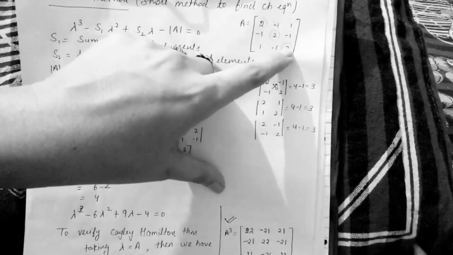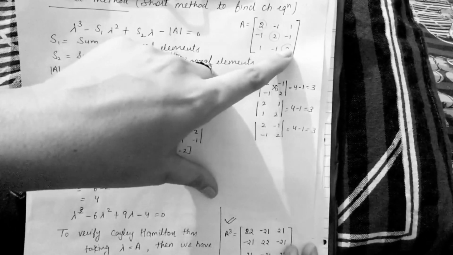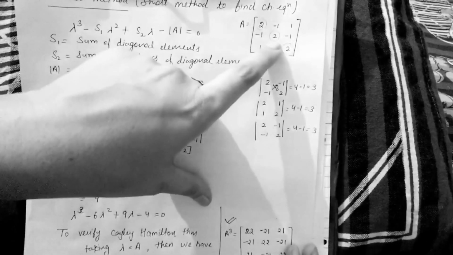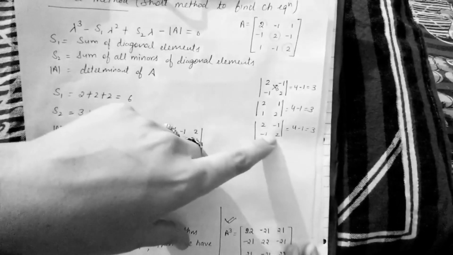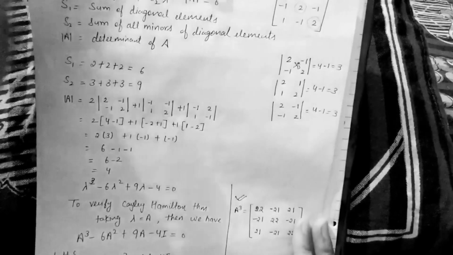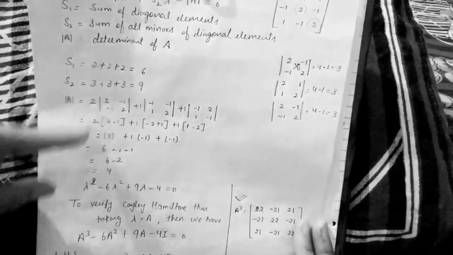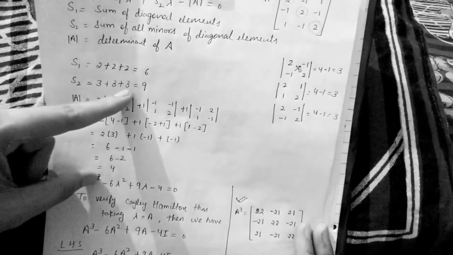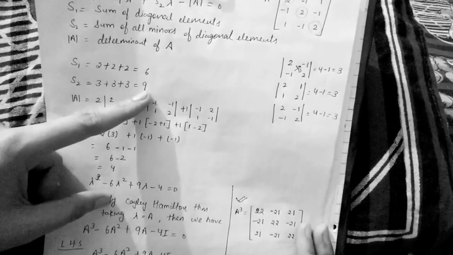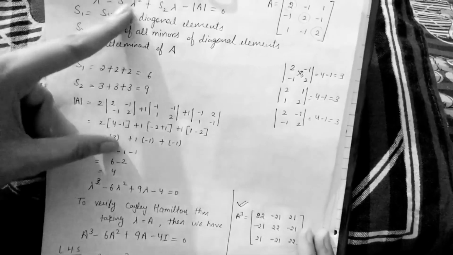Again, for the minor of this, eliminating this row and this column, we get 2 minus 1 minus 1 2. So 2 2s are 4, minus 1 into 1 is equal to 3. So I find the minor of each element: 3, 3, 3, and thus S2 is the sum of all these minors of diagonal elements, that is equal to 9. So we are left with the third symbol, that is determinant A.